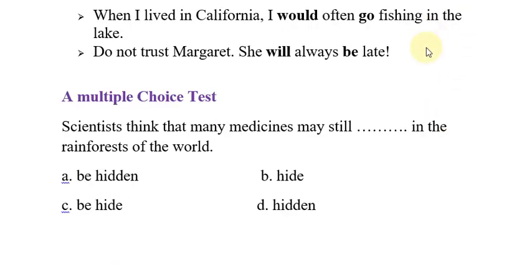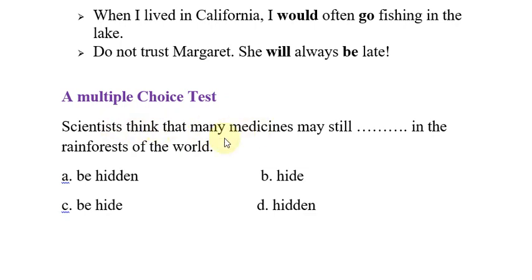So far, so good, everyone. Now let's finish it with a multiple choice test. See if we understood well or not. Scientists think that many medicines may still blank in the rainforest of the world: be hidden, hide, be hide, and hidden. Well, let's get to this part.